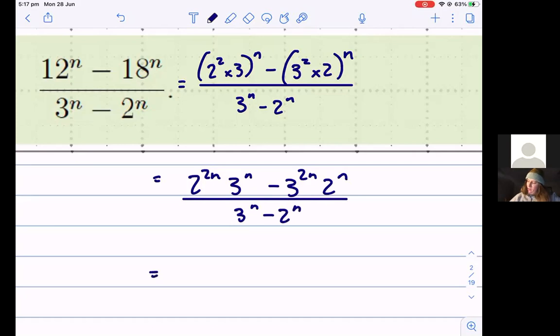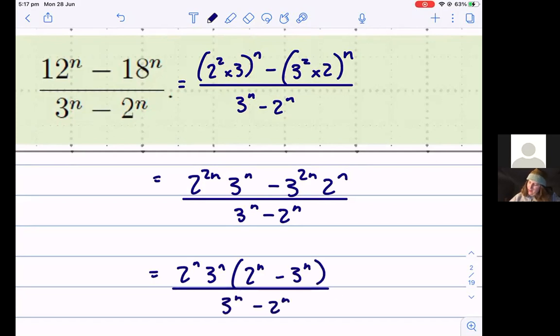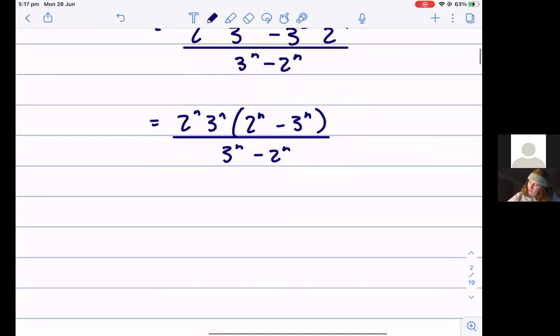What goes into both of those on the top? Well, 2 to the n does and 3 to the n does. So 2 to the n, n plus n. So we've got 2 to the n left over and 3 to the n left over here. Over 3 to the n minus 2 to the n. Now, these are really similar, but the signs are different. So I'm going to chuck a minus. That makes that 3 to the n take 2 to the n, or negative 2 to the n plus 3 to the n.